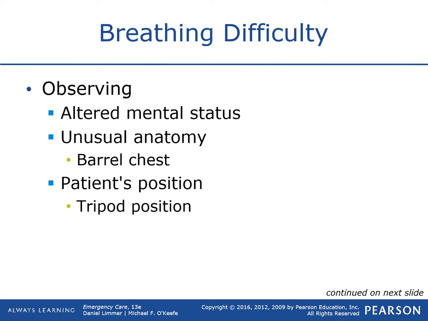So again, when we're seeing general difficulty breathing, you want to be looking at your patient. You should be able to see, do they have altered mentation, which indicates that they have poor perfusion. You also want to be seeing, are they tripodding? Do they look like from a distance that they're having a hard time breathing? Also, we can look at different anatomy in the patient. One thing that we look for is called barrel chest, which we're going to see in the next slide.